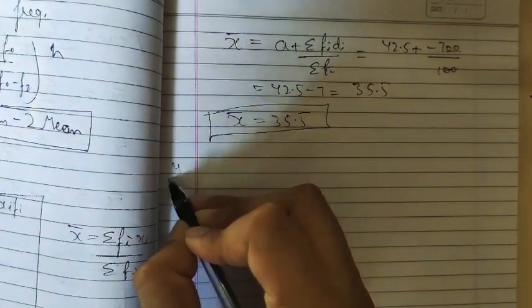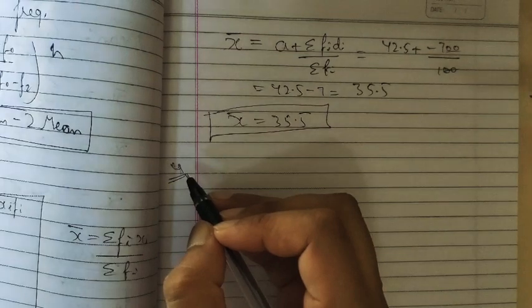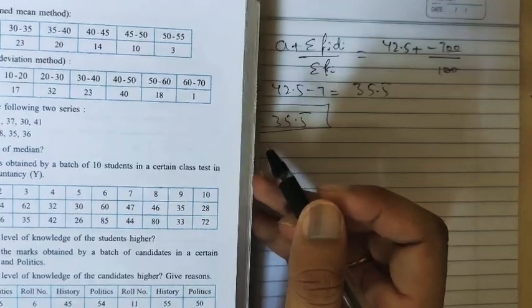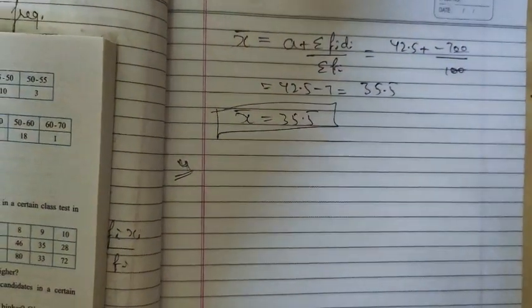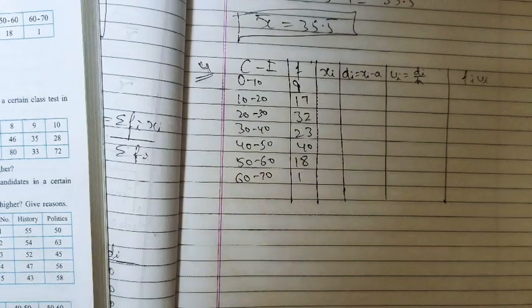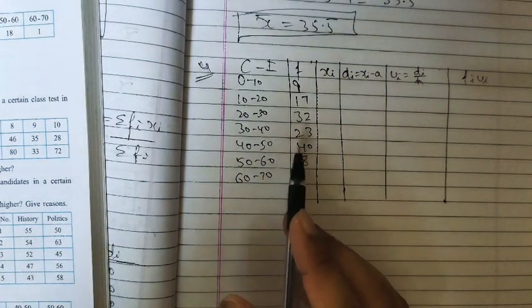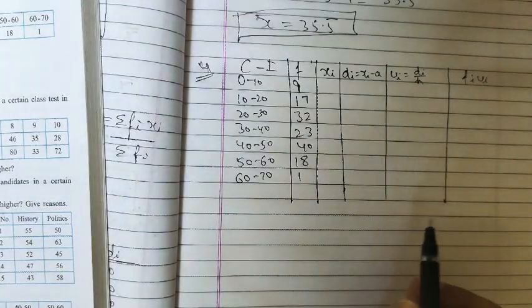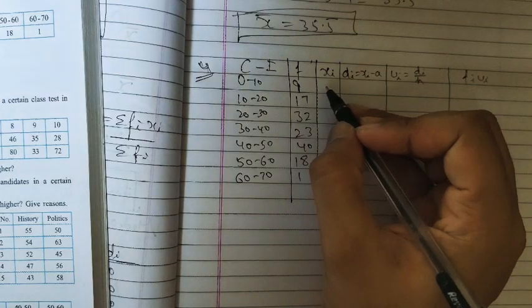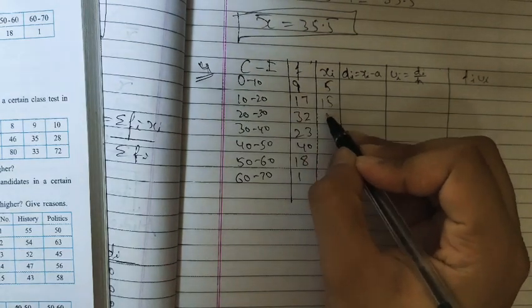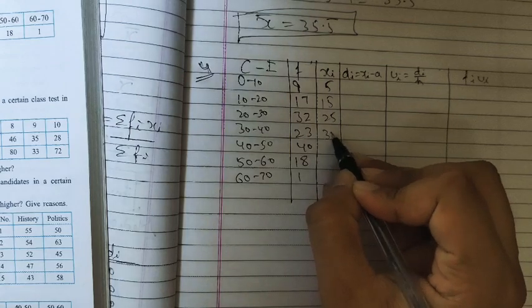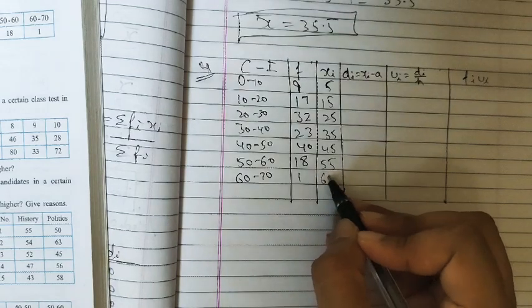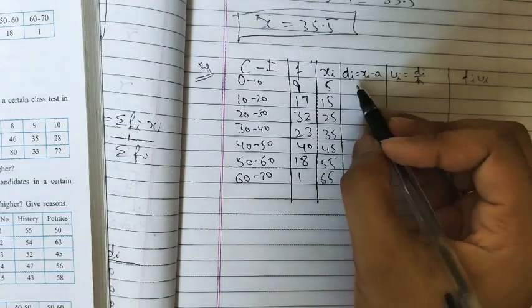Next, question number 4. In question number 4, you have to determine the mean using the step deviation method. So I'll write Ci and frequency. These are the columns I have prepared: Ci, frequency, Xi, Di. In step deviation we have Ui also, then Fi Ui. Xi is 0 plus 10 divided by 2, 5, then 15, 25, 35, 45, 55, and then 65. Di means Xi minus A.